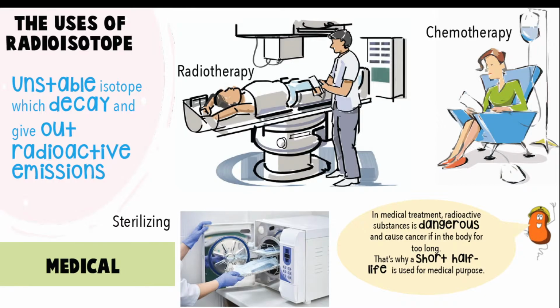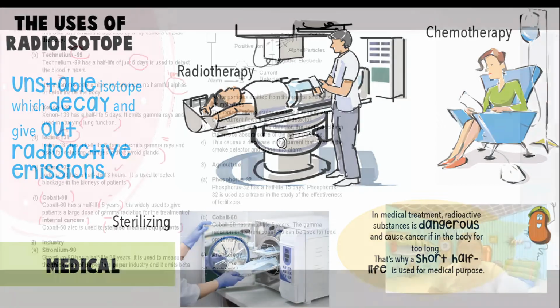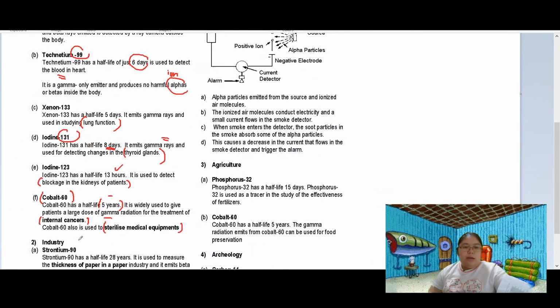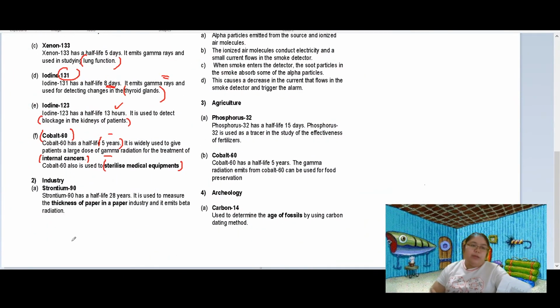Okay, so this one is an example for radiotherapy. Okay, this one is some of the radioisotopes we're using for the medic. Okay, then we continue for the second one. Let's see the second one, which is industry. Okay, after medic, now we're going to see the industry.